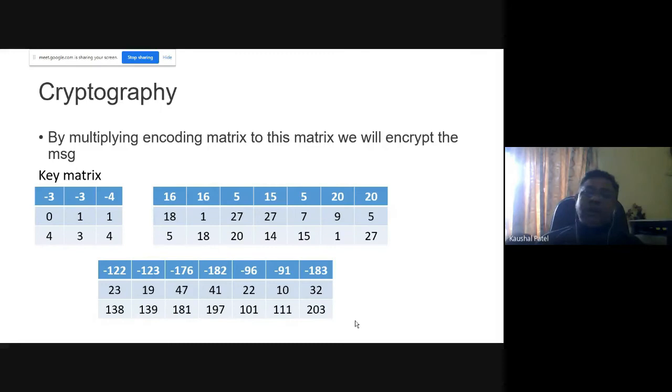So this is the one random matrix that we can take, and we multiply by this matrix, because here we have a 3x7 matrix, three rows and seven columns. And here we make the key matrix 3x3. The resultant matrix is 3x7. So after multiplying, we get the encrypted matrix, and this is now the encrypted form.